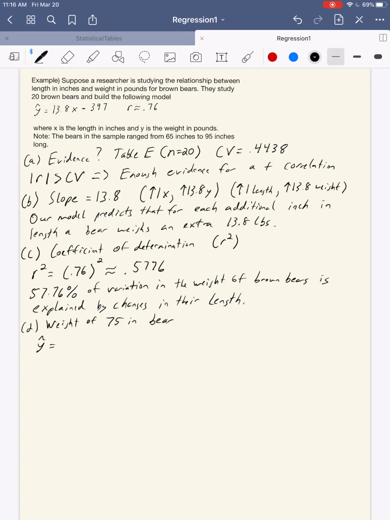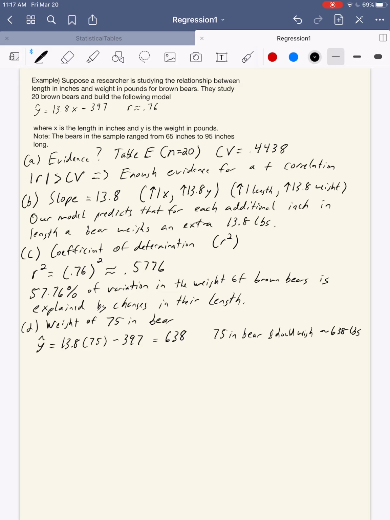So let's do that, right? We would get our y hat, 13.8, plug in that 75 minus that 397, and we can just use our calculator to do that. 13.8 times 75 minus 397, we should get 638. So we would say that the 75-inch bear should weigh approximately 638 pounds.